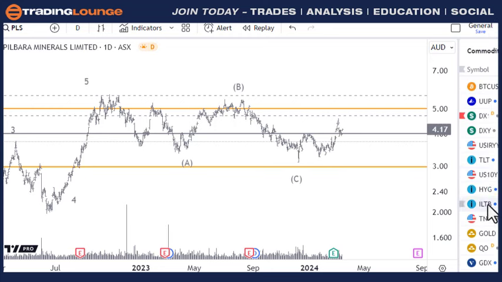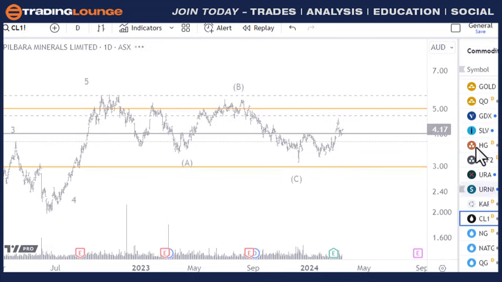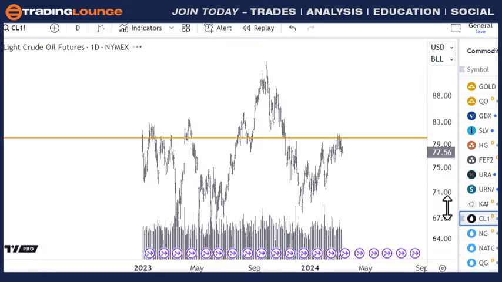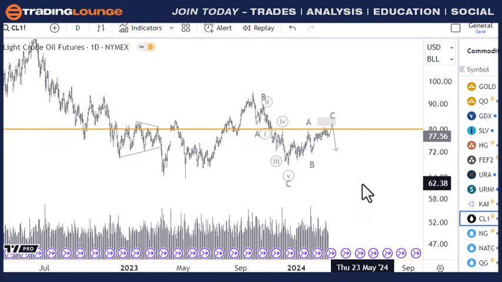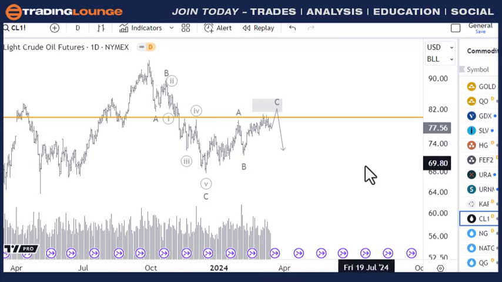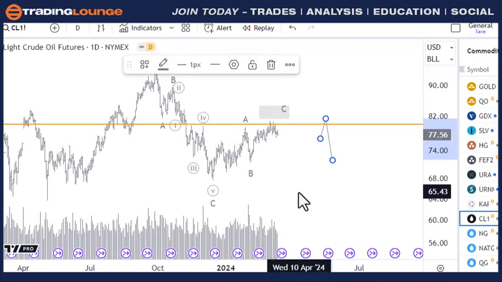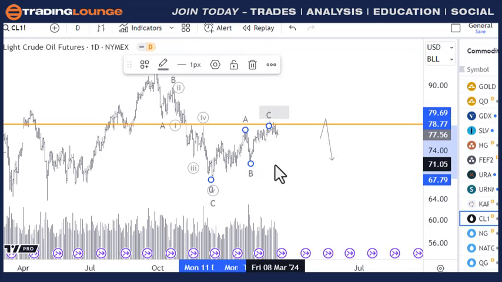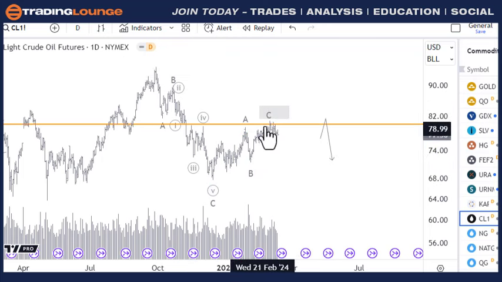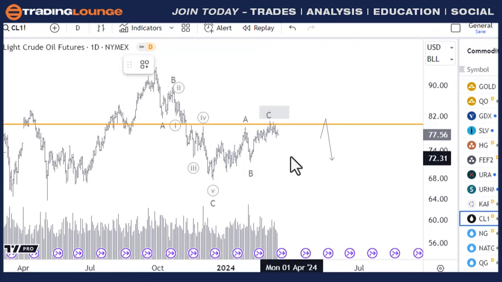Let me just go to commodities here for a moment. So we're looking at crude oil. In a bit of a nutshell, we're looking for a move down. But I don't know if we need to put that on top here just yet. There's different ways to count this move up here. When we're looking at ExxonMobil and so on, there can quite easily be another move up here before coming down. So we're not going to call a trade on this.